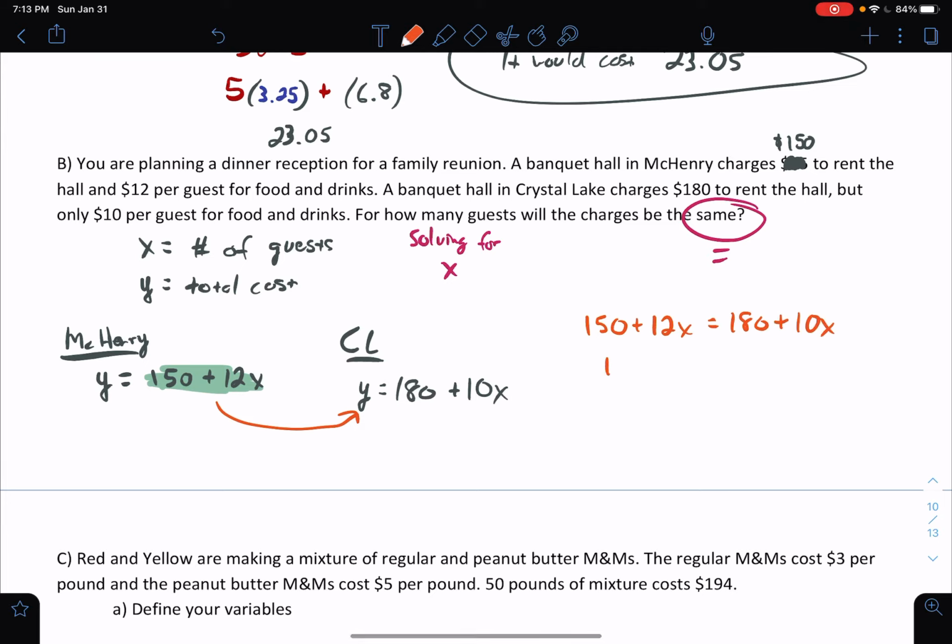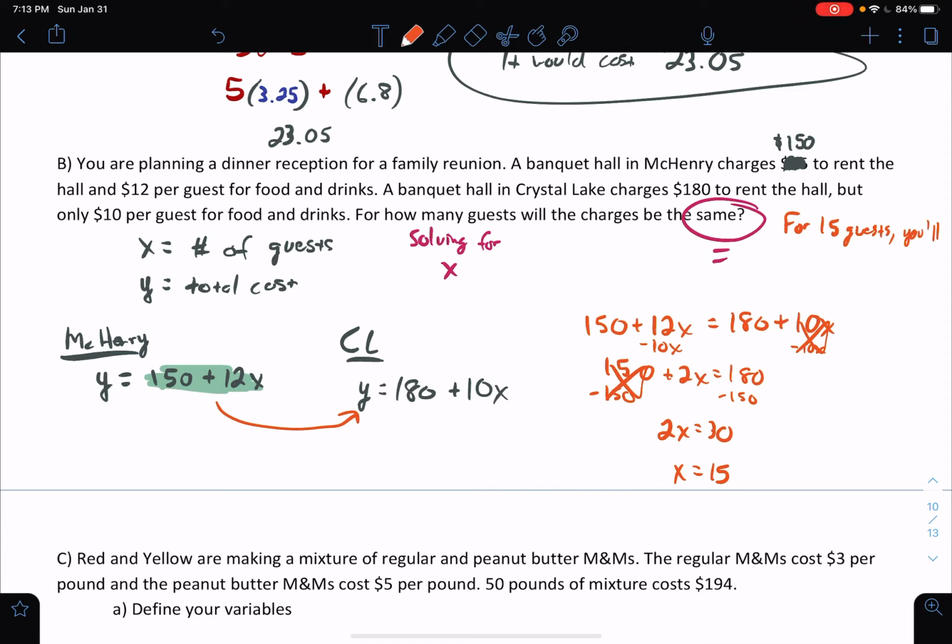Subtract 10x from both sides, so I get 2x. Get our x's on one side, numbers on the other. So 150 plus 2x equals 180. Subtract 150 from both sides. I'll get 2x equals 30. Divided by 2, x equals 15. So for how many guests will the charges be the same? For 15 guests, you'll be charged the same amount at either banquet hall.